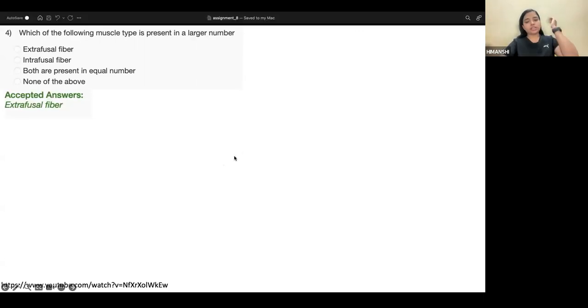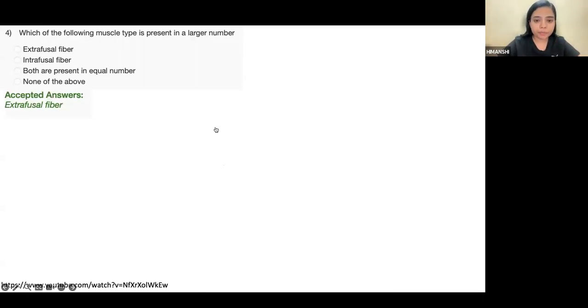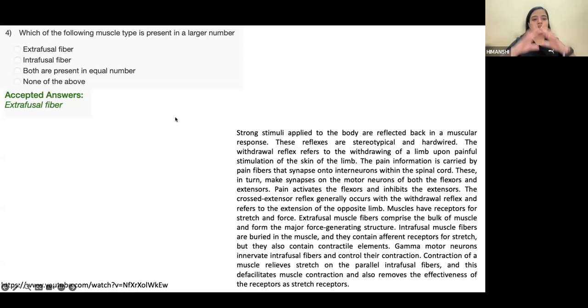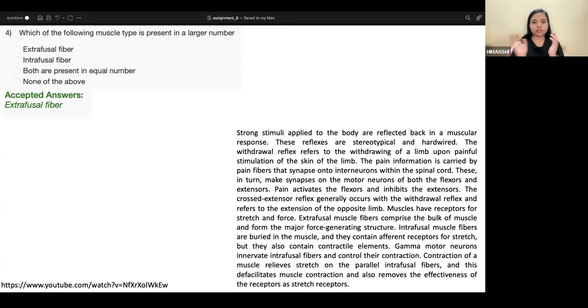The correct answer is extrafusal fiber. It was pretty evident, right? I have also mentioned in the last question as well as in the video, it was mentioned. These are the bigger muscles which are covering the intrafusal fibers. And in the name also, you can get some idea that intra means internal, extra means outside, right? So whatever is on the outside will be protecting something on the inside. So they have to be in large number, right? So some little bit of information about the extrafusal as well as intrafusal fiber.